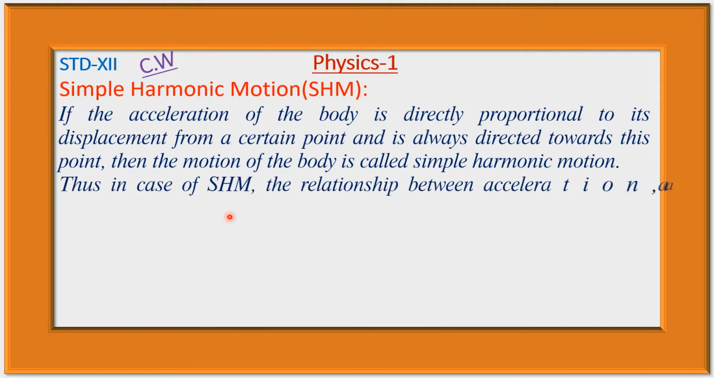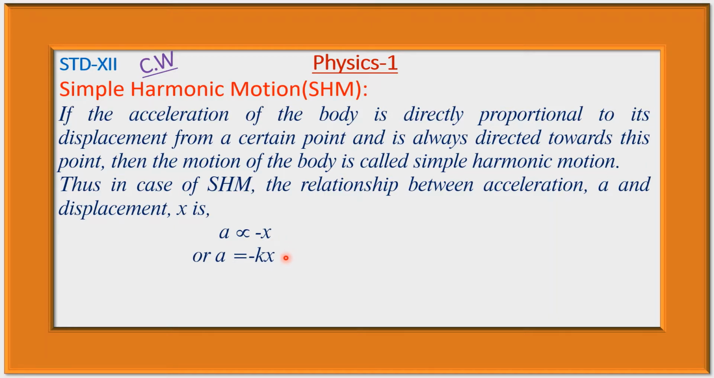Thus, in case of simple harmonic motion, the relationship between acceleration A and displacement x is A is proportional to minus x, or A is equal to minus kx. Here the negative sign indicates the acceleration is opposite to the displacement. That is, the direction of acceleration is opposite to the direction of displacement. A is equal to minus kx.